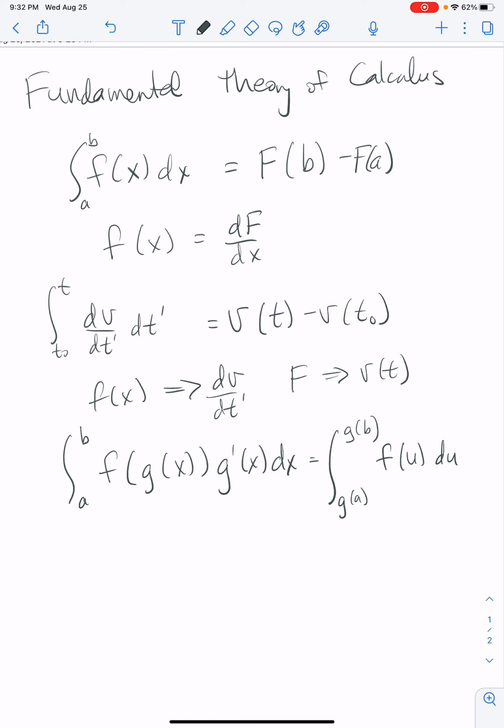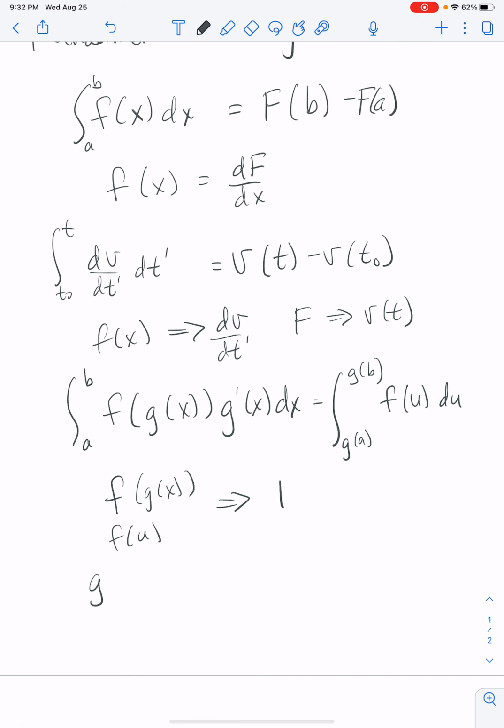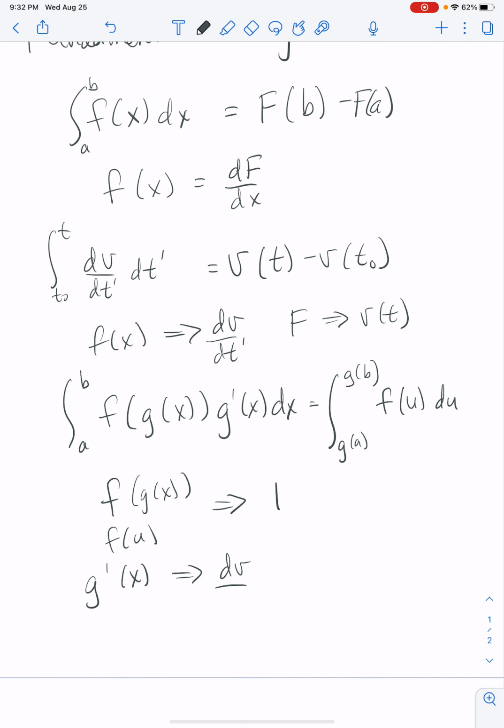equal to that same integral evaluated from g of a to g of b of the function f of some new variable u. And so again, to analogize to our problem today, this f, which we could write as f of g of x or as f of u, in either case is just 1, okay? And our g prime of x was our dv/dt', okay?